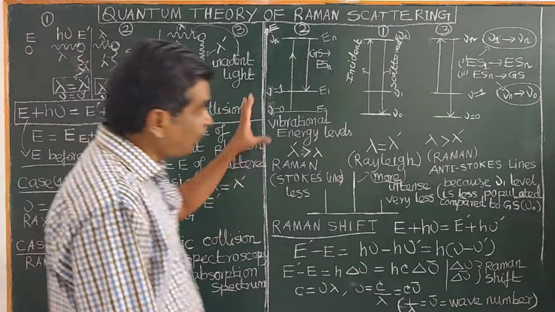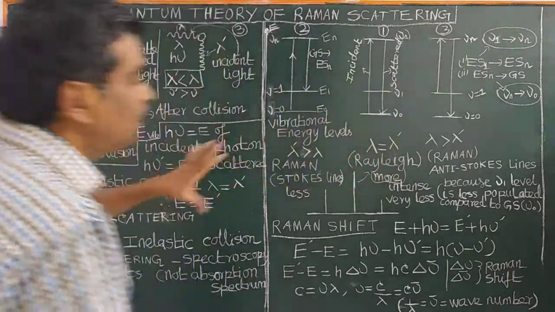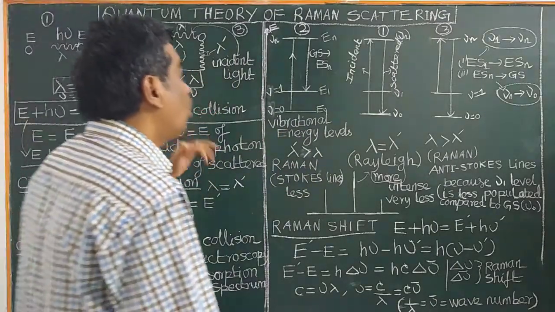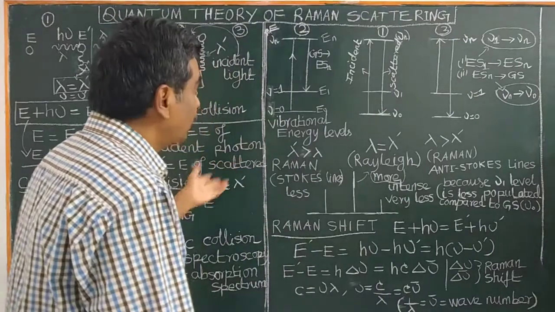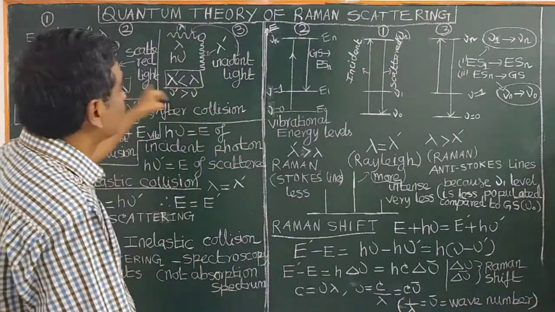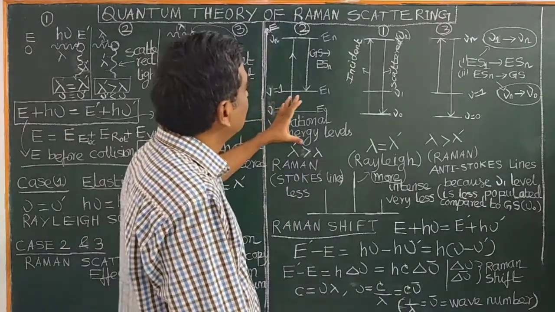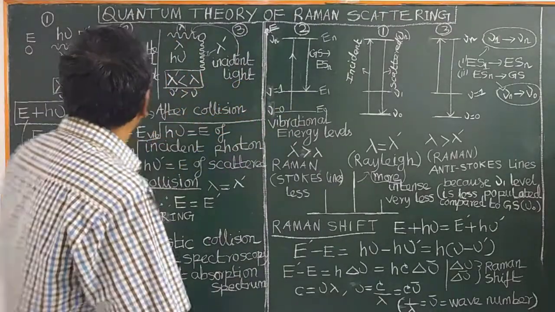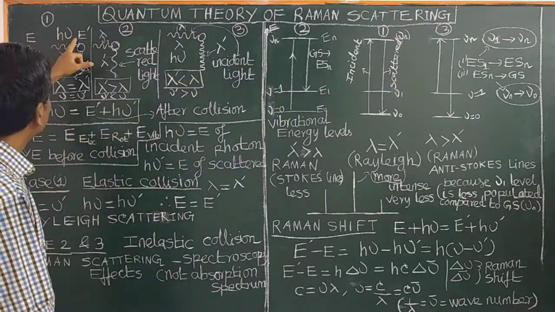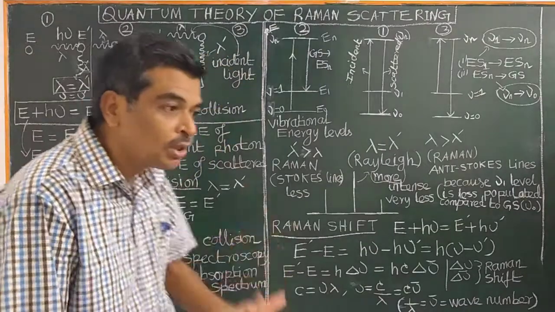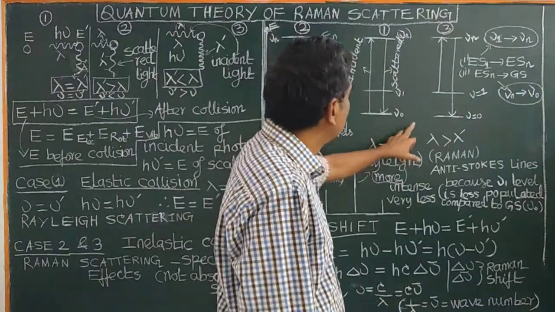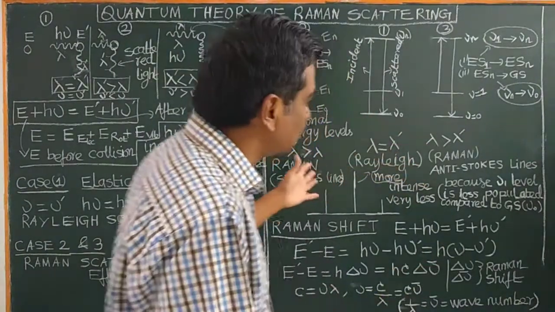Now let us apply the quantum theory to understand the Raman effect: how and why Raman scattering occurs, and why these cases occur. Let us consider that when a photon of energy falls on a molecule, it absorbs energy, or without absorbing it emits. In this case there is no absorption of light.